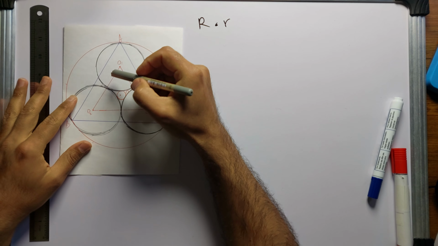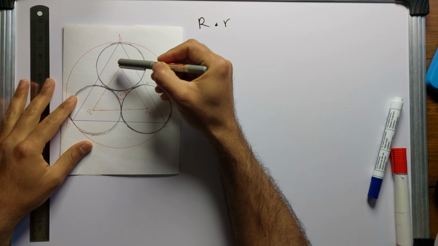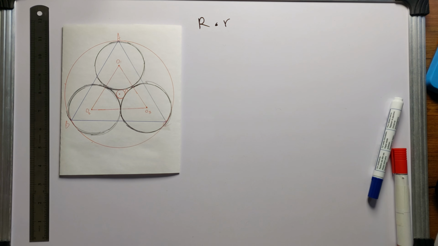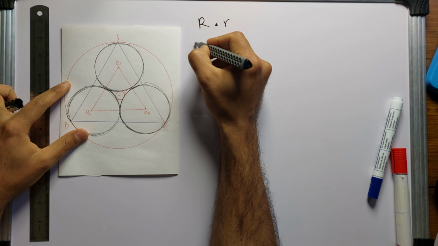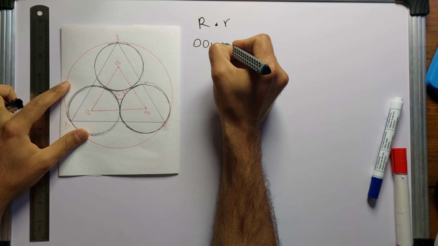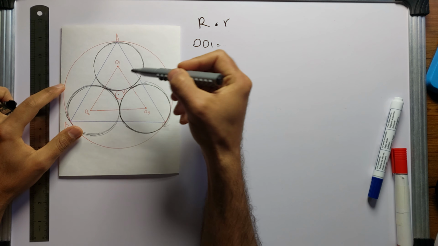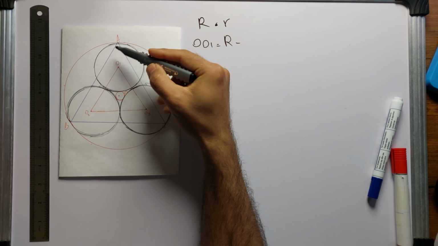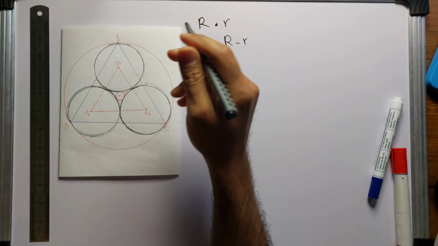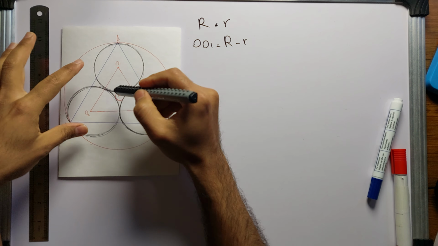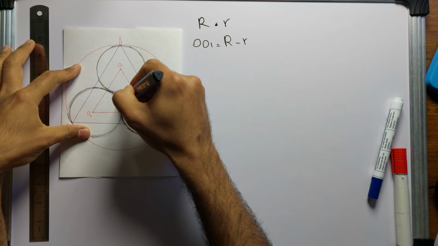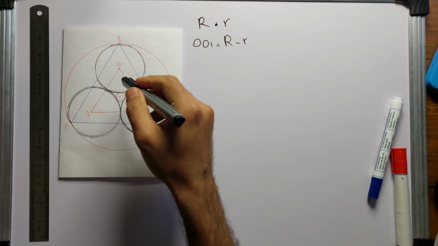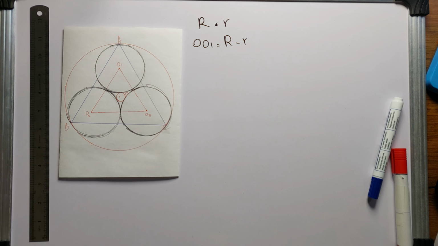And then here comes another distance. The distance from O1 to O equals, let me write it down here, capital R, the radius of the bigger circle, minus the radius of the small circle. So O1O is the radius of the big circle minus the radius of the smaller circle. The first step is to find the radius of the smaller circles in terms of R.